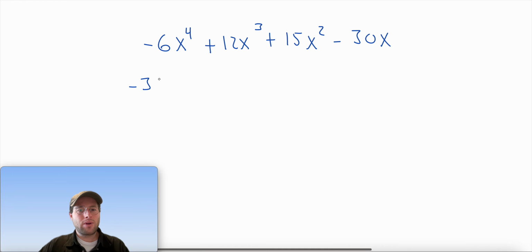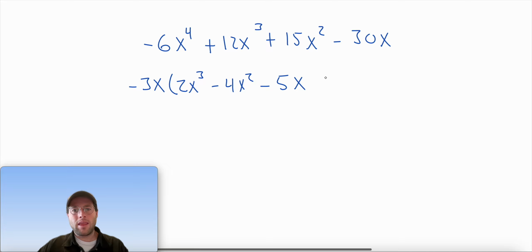So negative 3x, and that will leave us with 2x to the third minus 4x squared, or sorry, that should be a minus 4x squared, minus 5x, and then plus, let's see here, 10, just 10. Okay, so now we've taken out the greatest common factor. We did that. Now we want to move on to the factoring by grouping step.